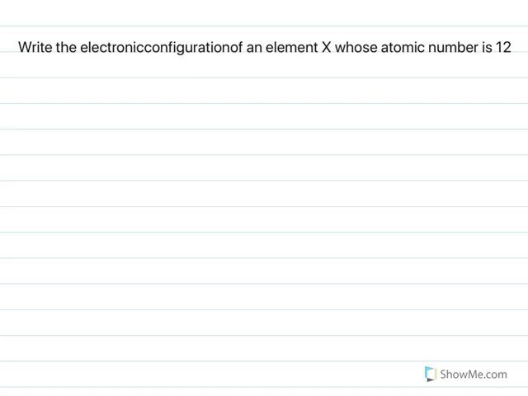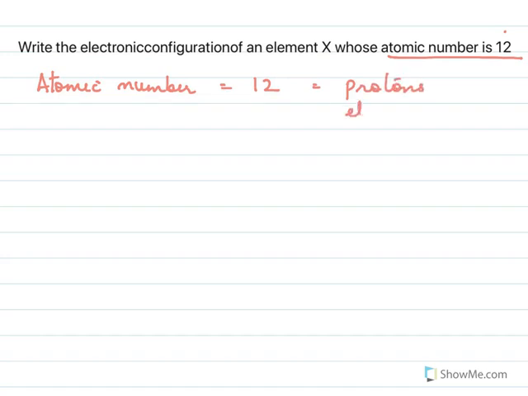Write the electronic configuration of an element having atomic number 12. So atomic number equal to 12, which means equal to protons. Number of protons are also equal to number of electrons. So number of electrons 12. Now we need to distribute them.